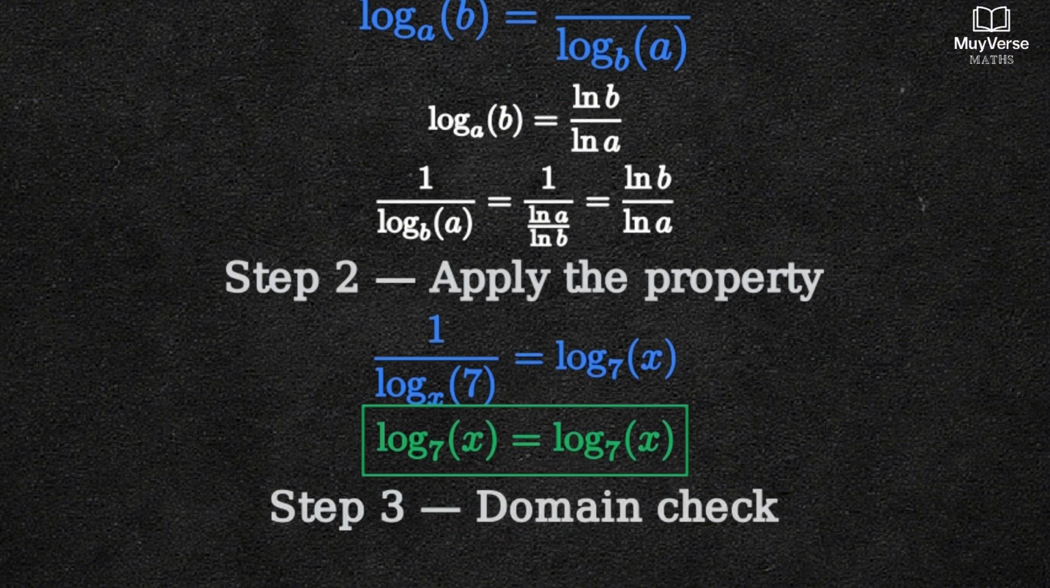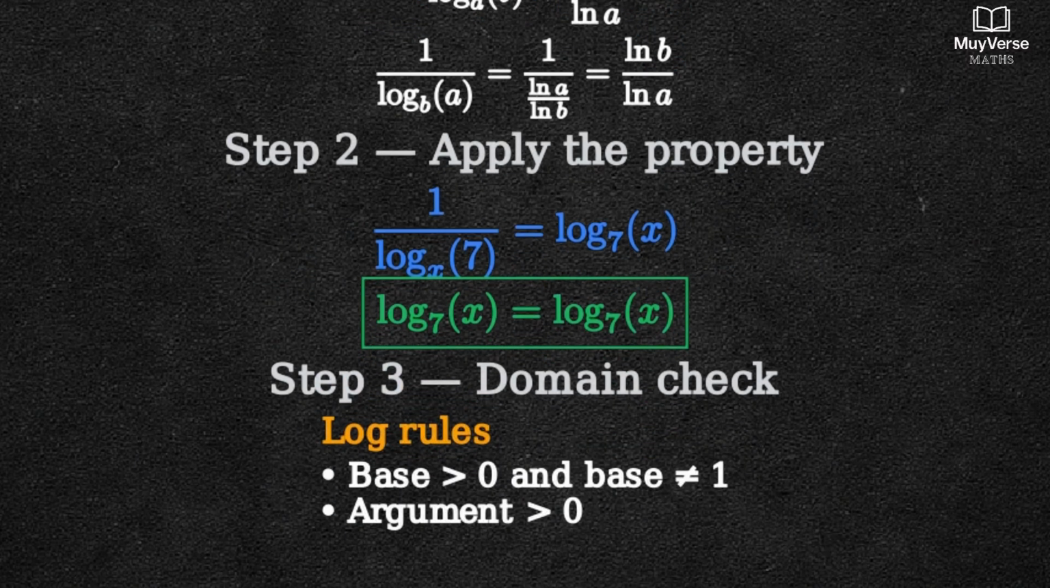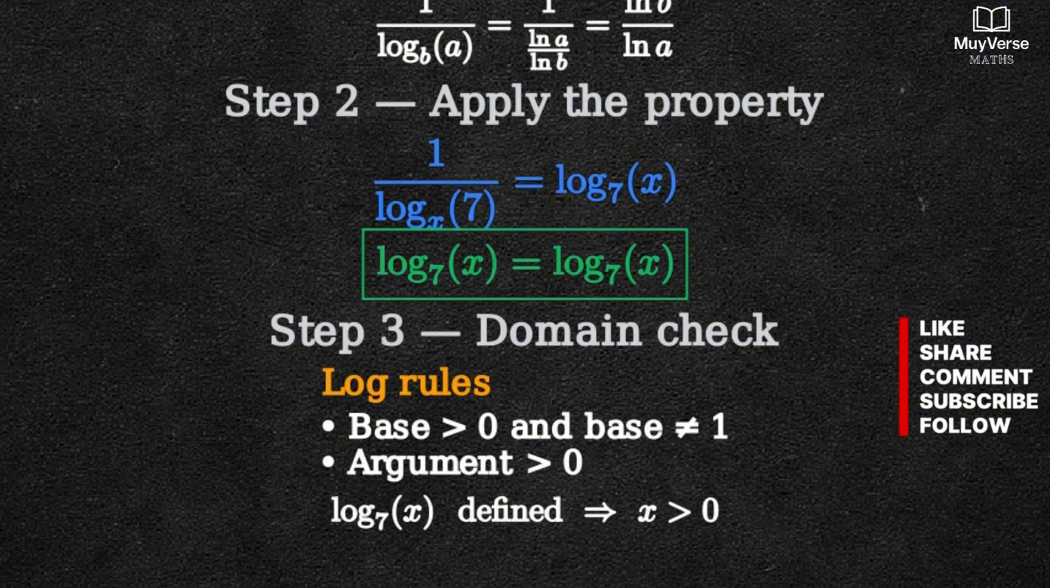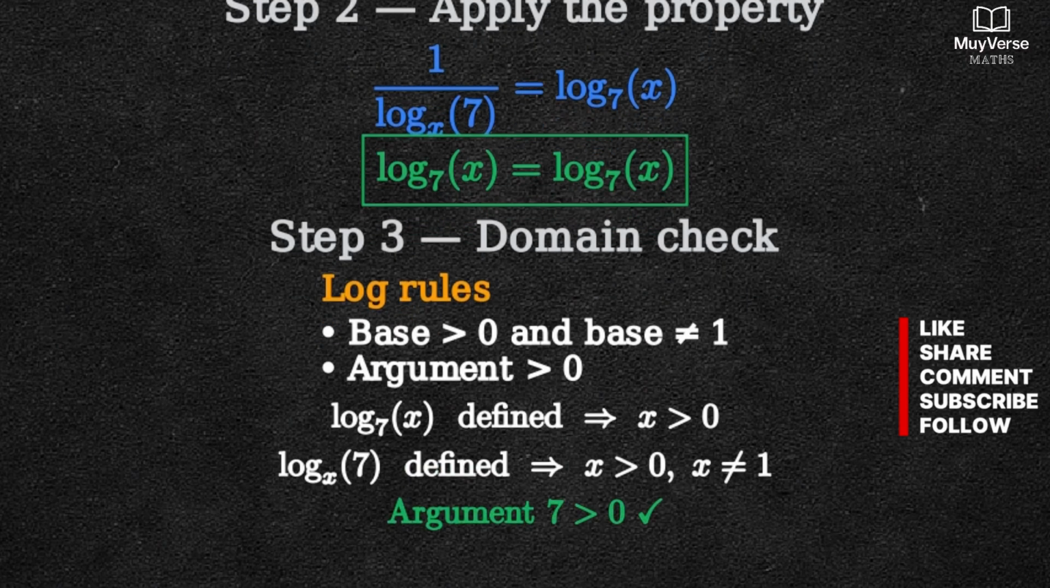Step 3. Work out the domain, so we know exactly when everything is defined. For a logarithm log base b of a, the base b must be positive and not equal to 1, and the argument a must be positive. On the left side, log base 7 of x requires x greater than 0. On the right side, inside the denominator, log base x of 7 requires the base x to be positive and not 1. The argument 7 is positive, so that part is fine.